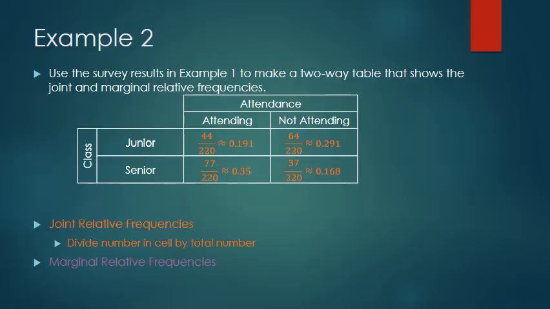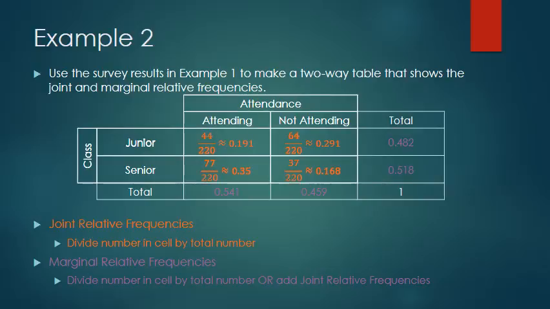Now let's look at the marginal relative frequencies. Remember, the joint frequencies are the stuff in the table. Marginal frequencies are going to have to do with the total column or the total row. So I'm going to have to add on that row for the total below and also to the side. To do this, I can divide the number in the cell by the total number, or I can add the joint relative frequency. So let's look at that real quick. Here I've got these. So 2 different ways to do this. I'll go with the easier one first.